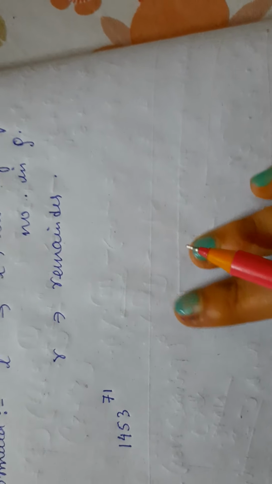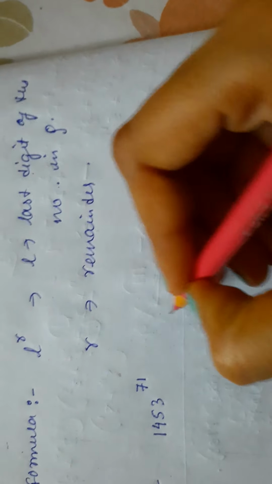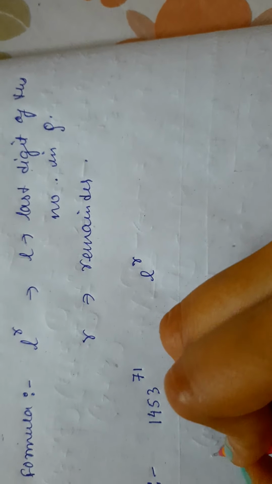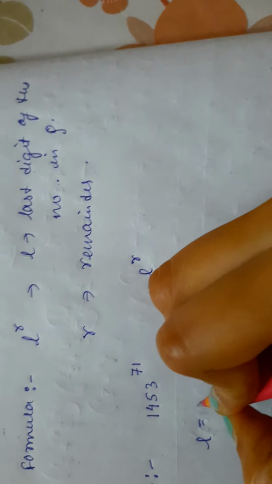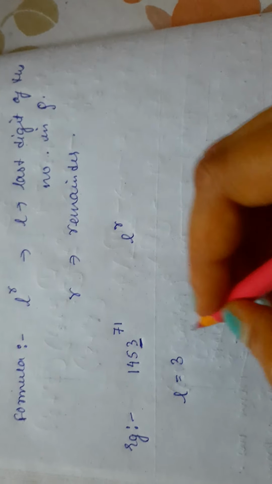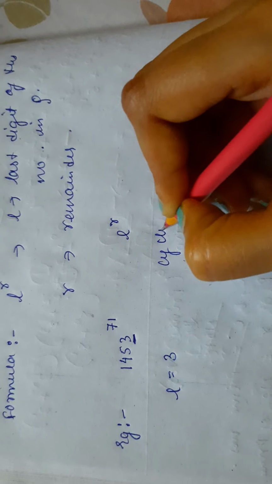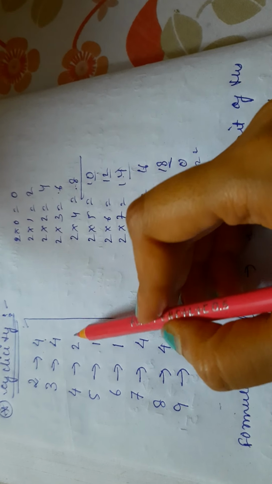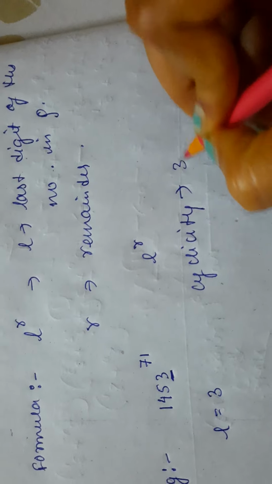So how will I find it? Using my shortcut. First, my formula is L to the power R. So what is my last digit? What is my L? That is my 3. Last digit is 3 as per the question. And what is the cyclicity of 3? As per my chart, the cyclicity of 3 is 4. So I wrote the cyclicity of 3 is 4.